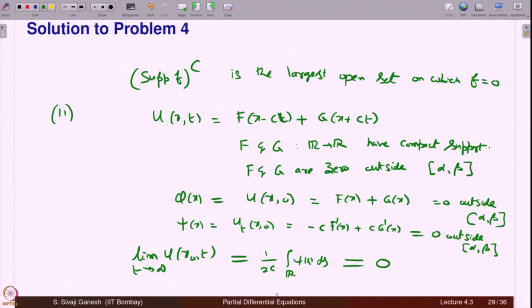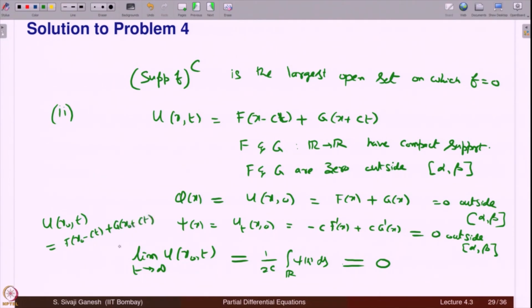Why? Because what is u of (x0, t)? You can fix an (x0, t). What is u of (x0, t)? By this expression it is f of (x0 minus ct) plus g of (x0 plus ct).